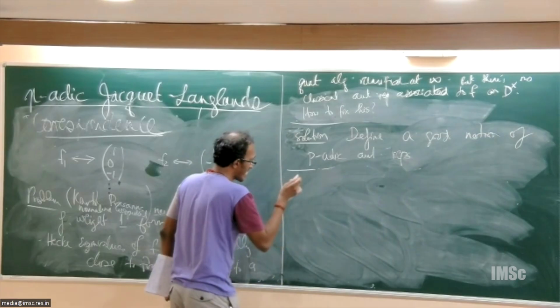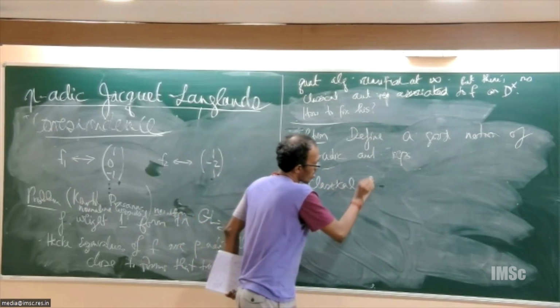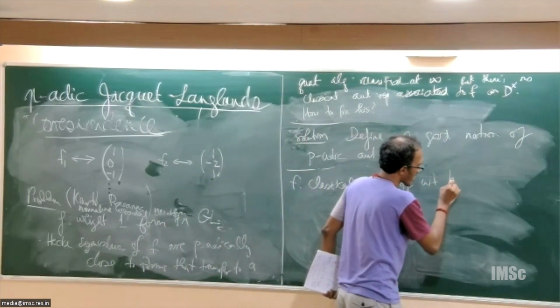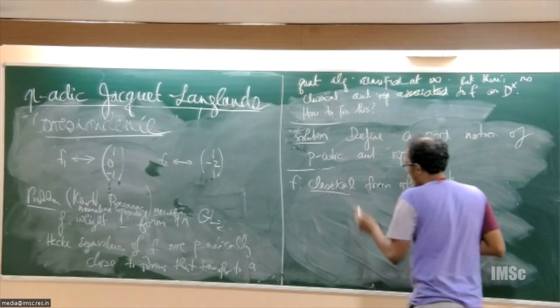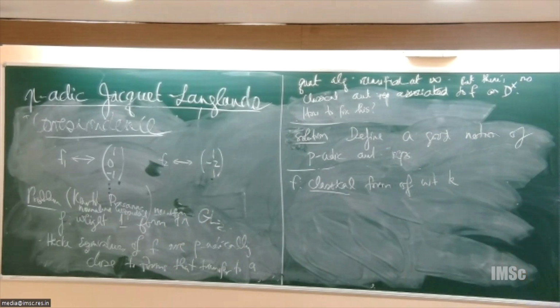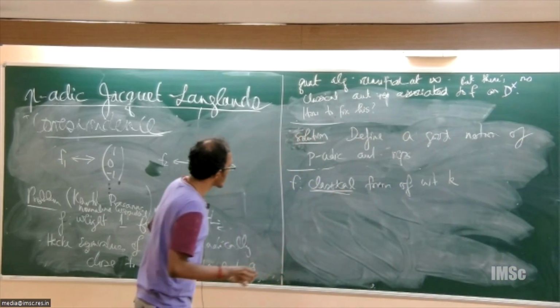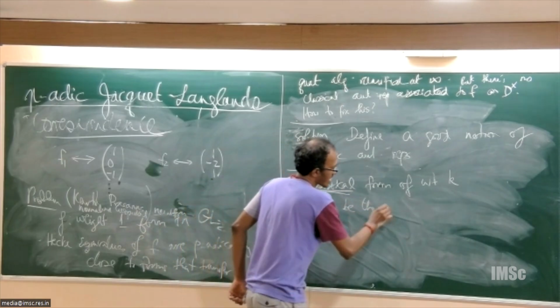More concretely, here's what you do. Let's say f is a classical form of weight k. I won't make any assumptions about the weight yet. When I say classical, I just mean that it's not a p-adic modular form, although it could be p-adic, but it'll complicate what I have to say. So let me stick to the case of a classical form of weight k. Let rho_f be the Galois representation associated to f.